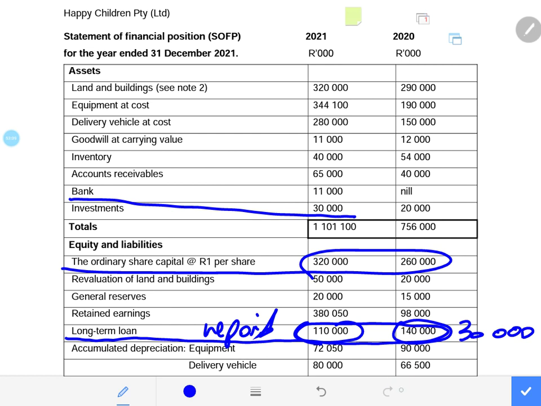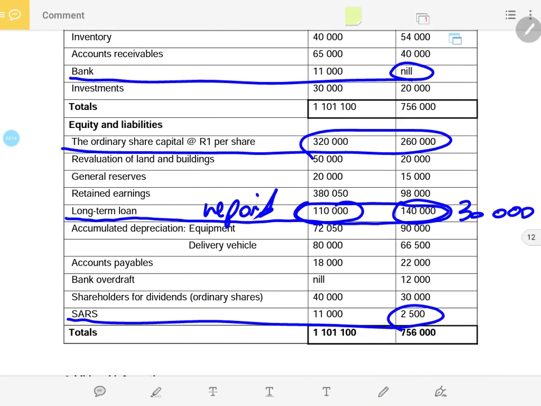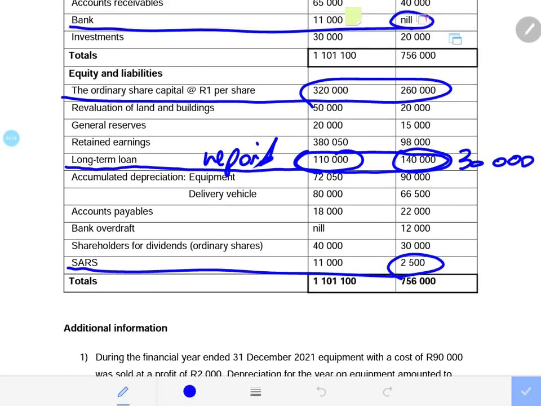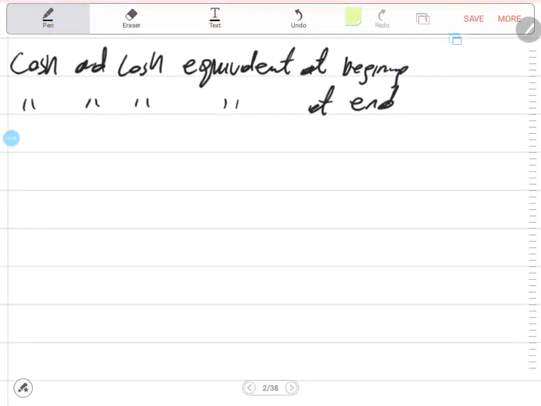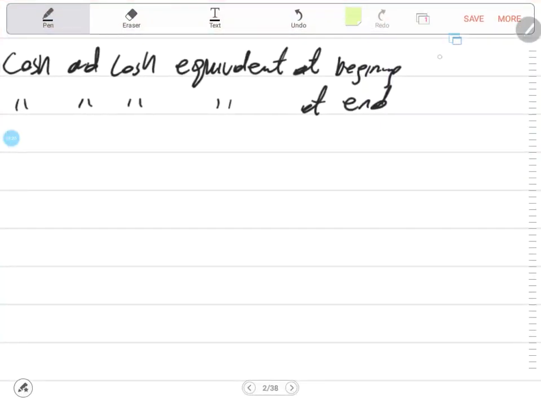Bank opening balance, nope. Bank opening balance was nil. Let's check the bank overdraft. The bank overdraft opening is 12,000. This is negative. Remember, bank overdraft means we are owing the bank. We have an unfavorable bank balance. So the opening balance is negative 12,000. I want you to note that it is in brackets, because it's an overdraft. If it was not an overdraft, it would be recorded as positive.